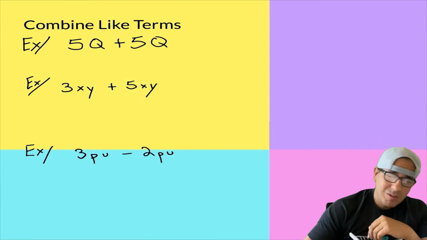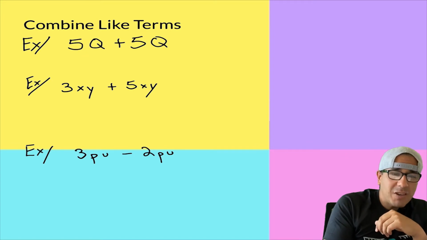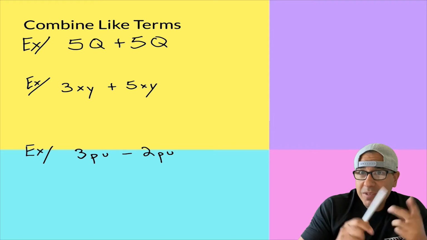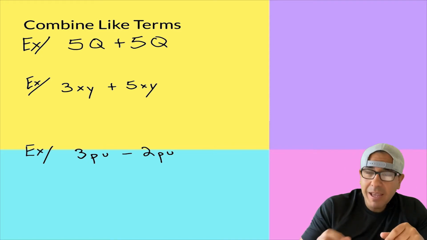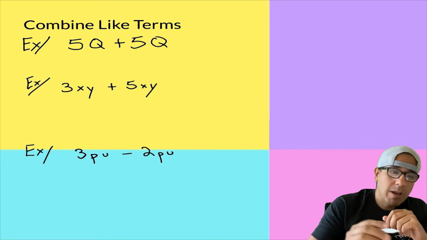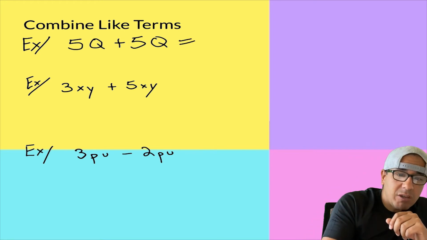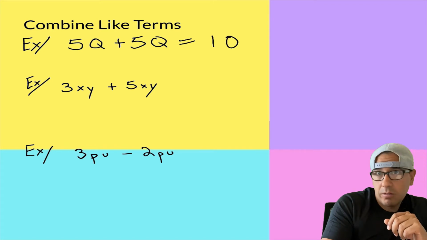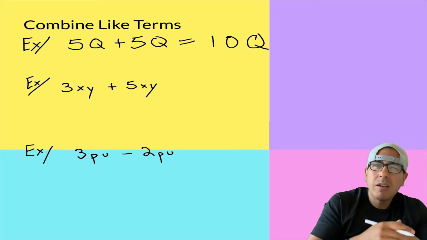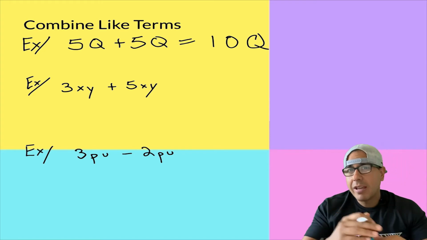All right, so number 1 here, we've got 5q plus 5q. So, are they like terms? Can we combine them? And the answer is yes, right? Same variable, same exponent. So 5q plus 5q equals 10q. You're welcome. How do you like what I did there? 10q. Hit rewind, watch that again. You'll get it.